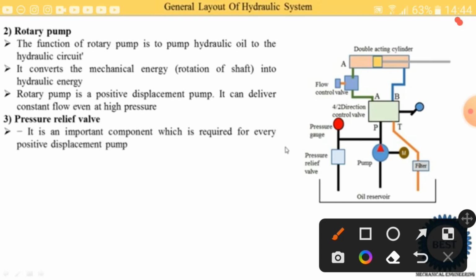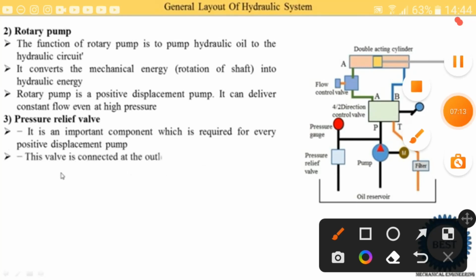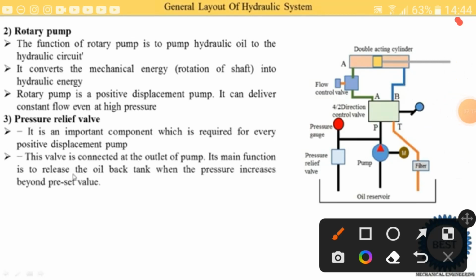Here you see that the pressure relief valve is attached to the outlet of the pump. Its main function is to release the oil back to the tank when the pressure increases beyond the preset value. Suppose we require 10 bar pressure in our hydraulic circuit, but due to some circumstances the pump delivers the oil at 12 bar. Our desired pressure is 10 bar, so we reduce the pressure using this pressure relief valve.